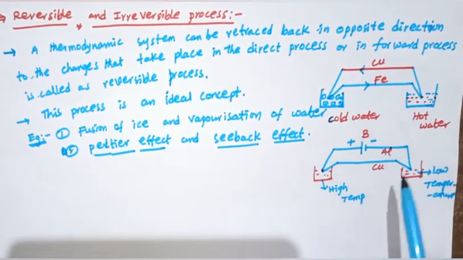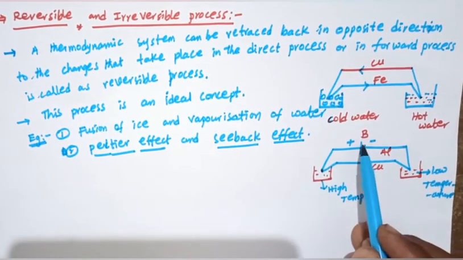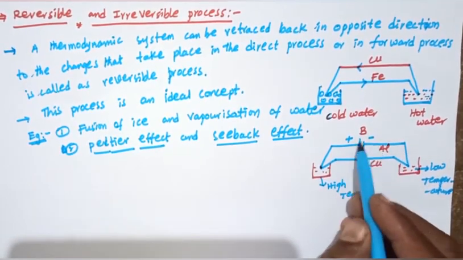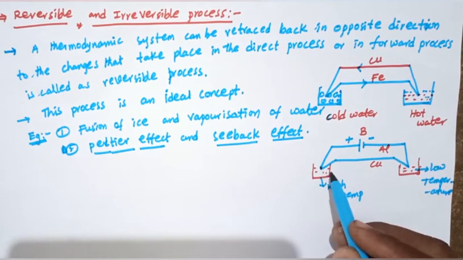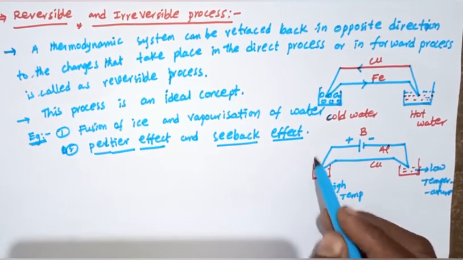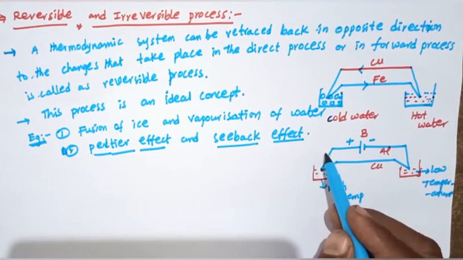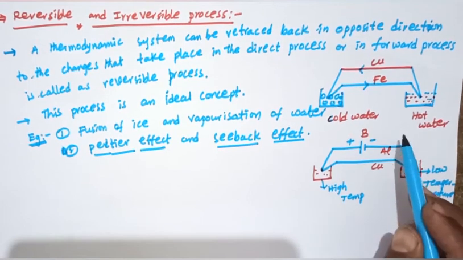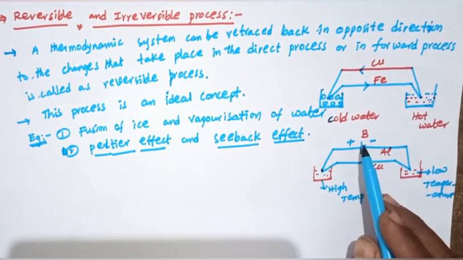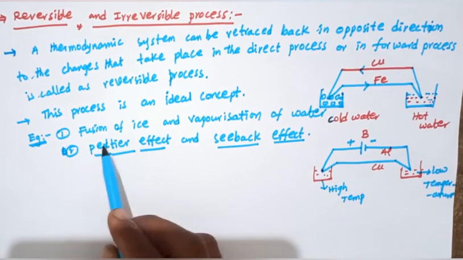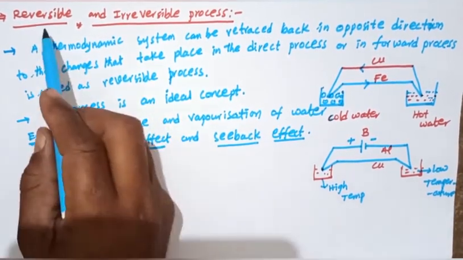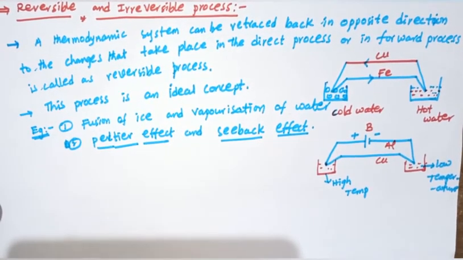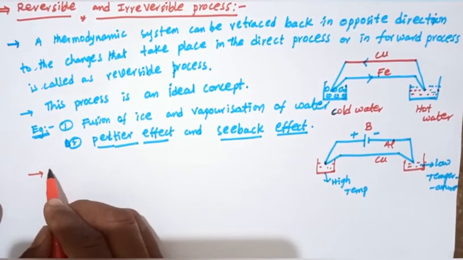In the Peltier effect, when current passes through the junction of two wires, heat is produced at one junction and the other junction cools down. Such an effect is called the Peltier effect. So the Peltier effect and the Seebeck effect are reversible processes. And the second one we consider is the irreversible process.